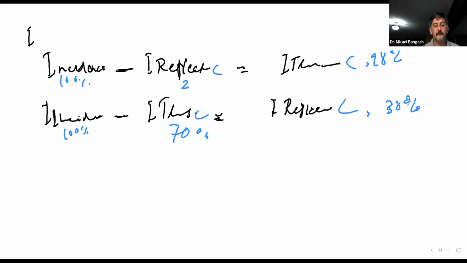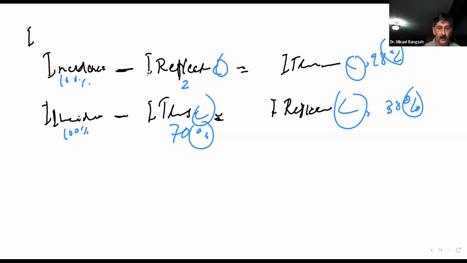That's pretty much all you need to know. But please, when they talk about coefficients, it is always going to be in percentages. Whereas if they talk about plane intensities, not coefficient, the unit is always going to be any unit of power over a unit of area.